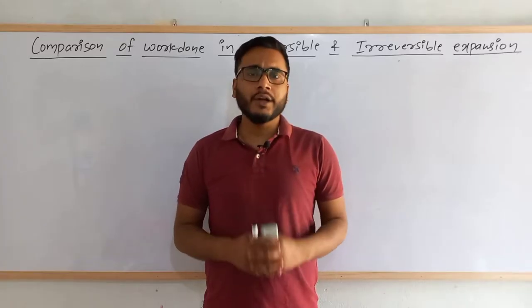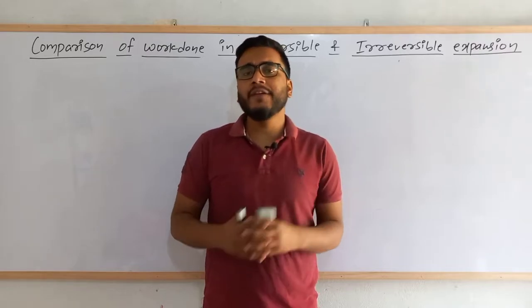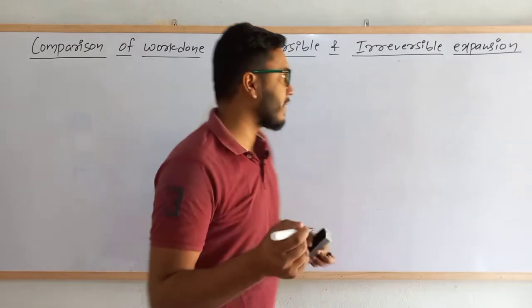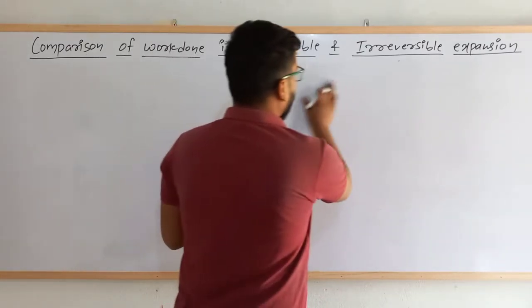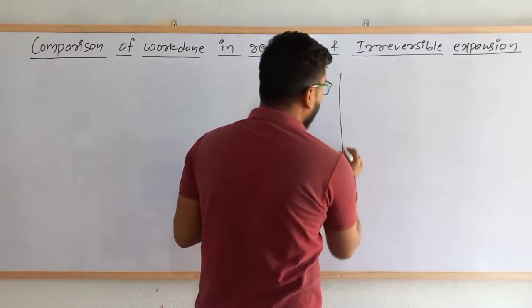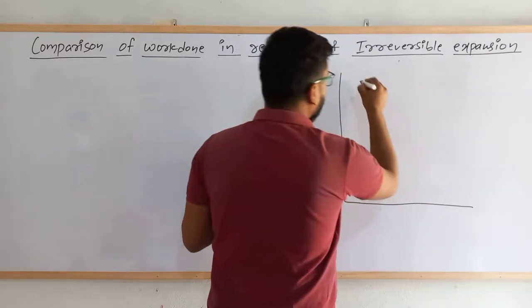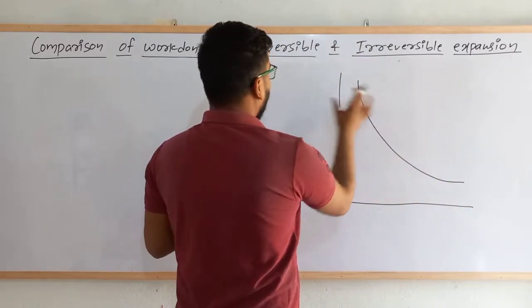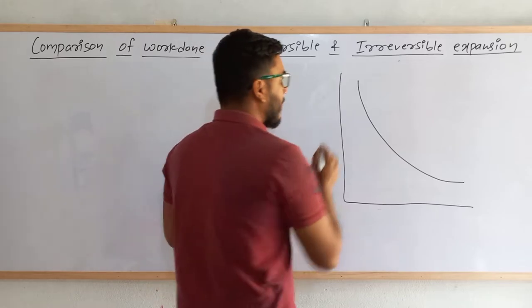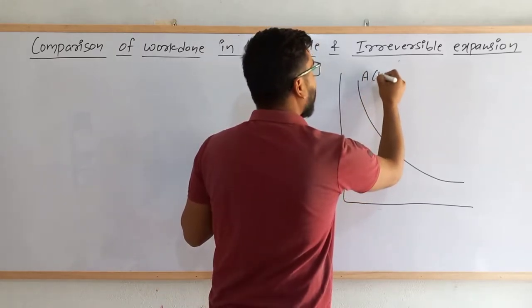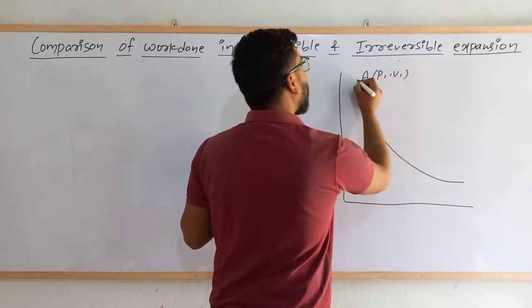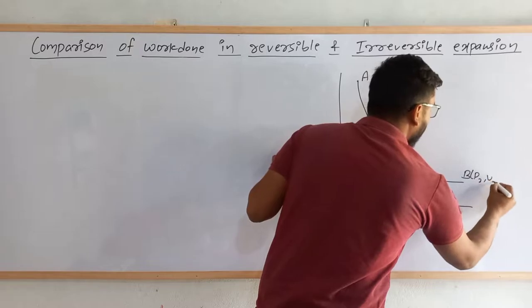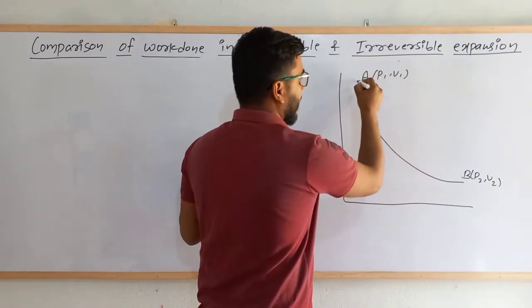To compare the work done in different processes, we need the PV diagram, that is the pressure-volume diagram, of both the processes. Let's see that. We know that the PV diagram or PV curve of isothermal expansion is like this. This is the PV diagram of the isothermal expansion process. Here, this is A and its condition is P1, V1. This is the initial state, and this is B, whose condition is P2, V2. This is the final state.